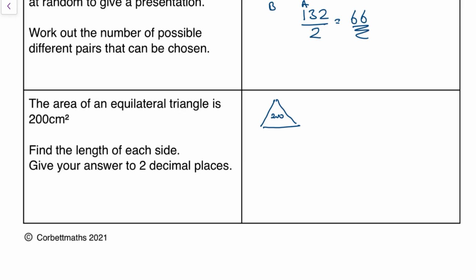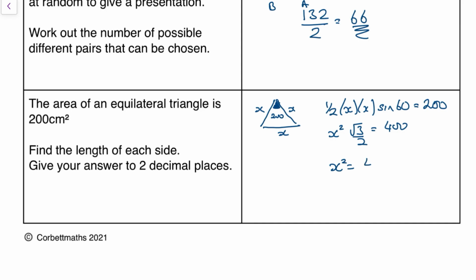Now, a couple of ways of doing this, and actually a very similar question to yesterday. So I'm going to use the half ab sine C method. So I'm going to say that my side length is x. I know, because it's equilateral, that that's 60 degrees. So that means a half times the side times the side times sine of 60 is equal to the area, which is 200. Which means, now multiply both sides by 2, that x squared times sine 60, which is root 3 over 2, is equal to 400. Multiply both sides by 2 over root 3, which means x squared equals 400 times 2 over root 3.